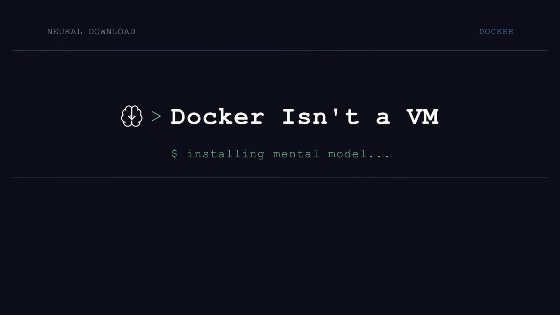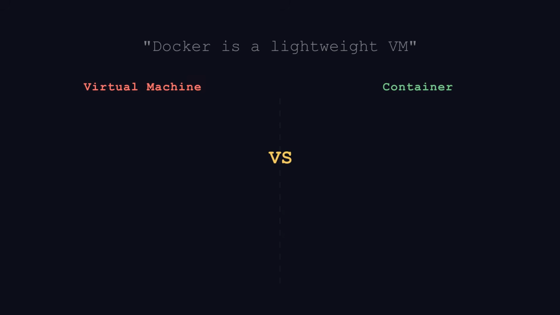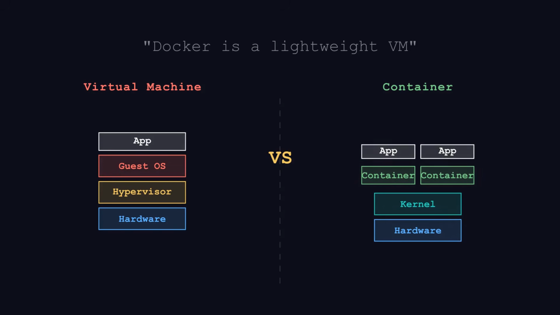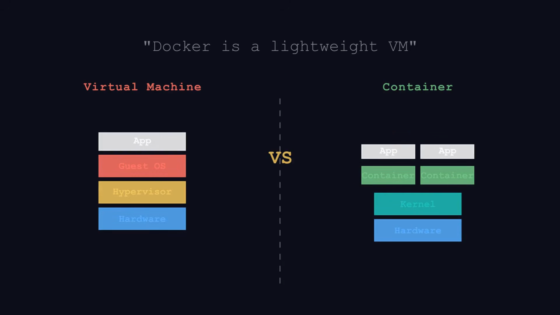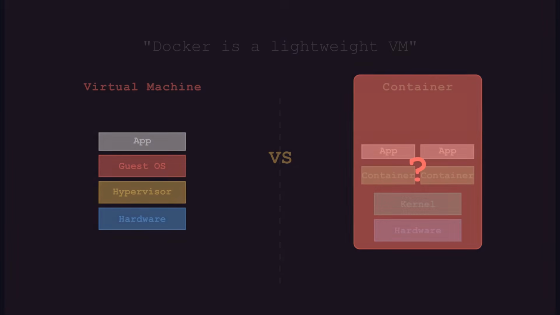Installing mental model for Docker. Everyone says Docker is a lightweight virtual machine. Every tutorial shows the same diagram. Hardware, hypervisor, guest OS on one side. Hardware, kernel, containers on the other. And that diagram is fine, but it's hiding something. Something that changes how you think about containers entirely.